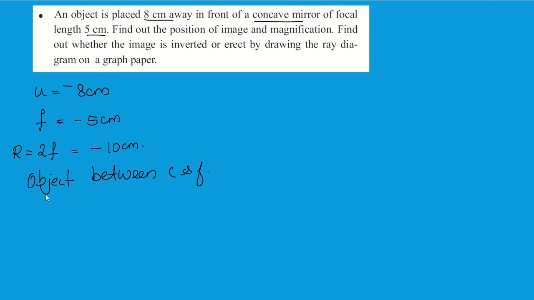So first we identified which diagram we have to draw. It's object between C and F. Okay. So 1 by f is equal to 1 by u plus 1 by v. So 1 by v is equal to 1 by f minus 1 by u. 1 by v is equal to 1 by f minus 1 by 5, minus of minus, it becomes plus.